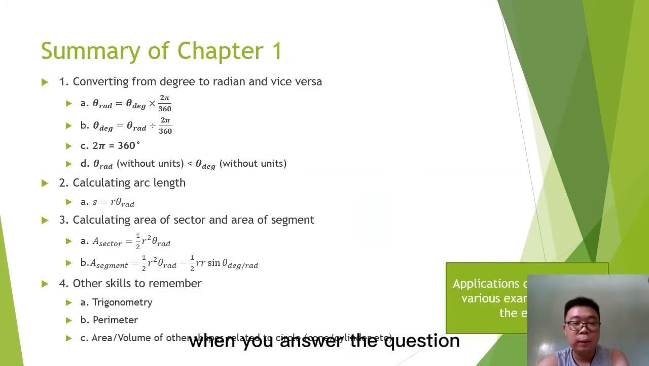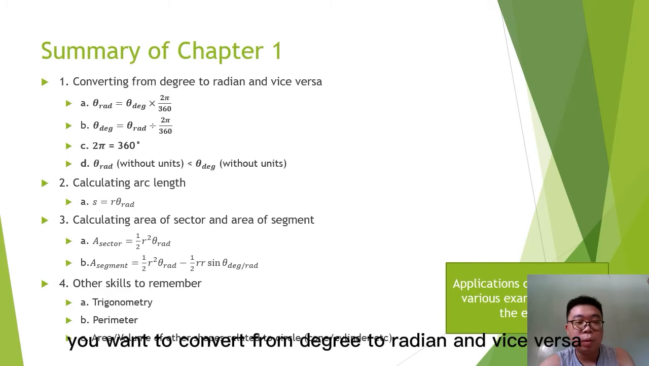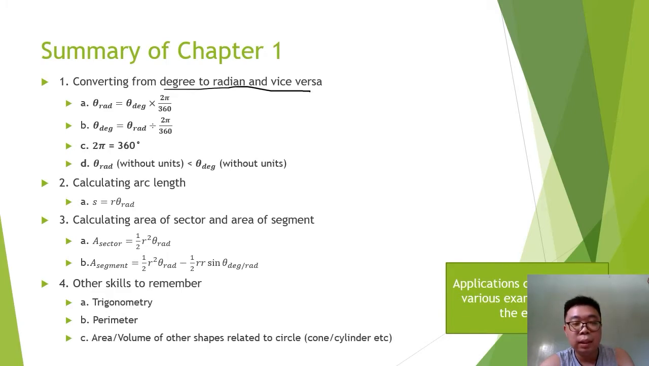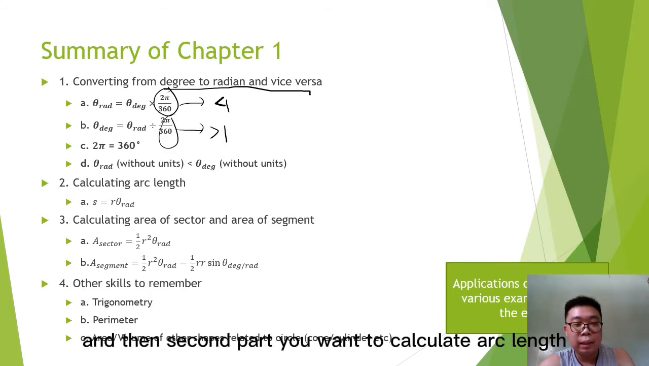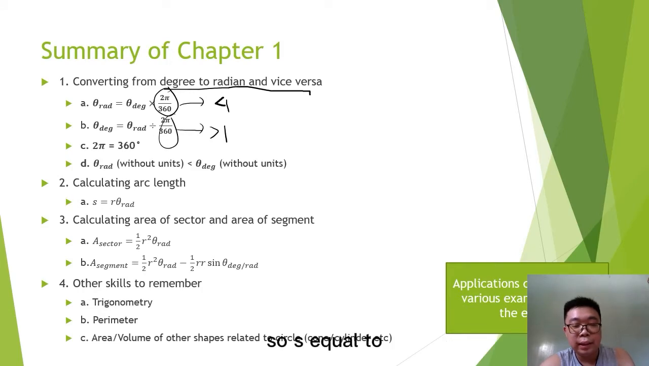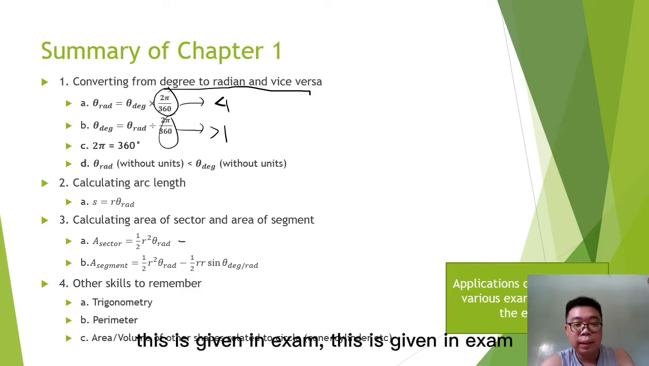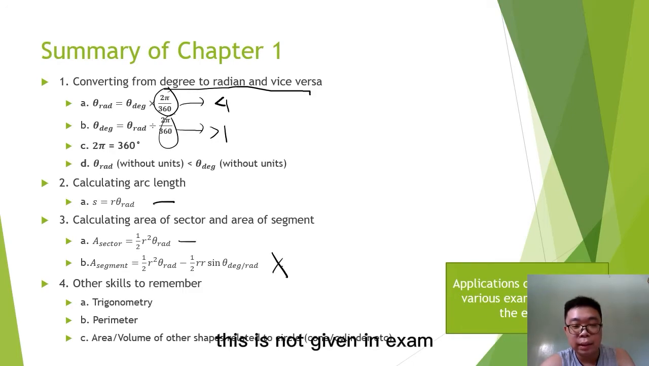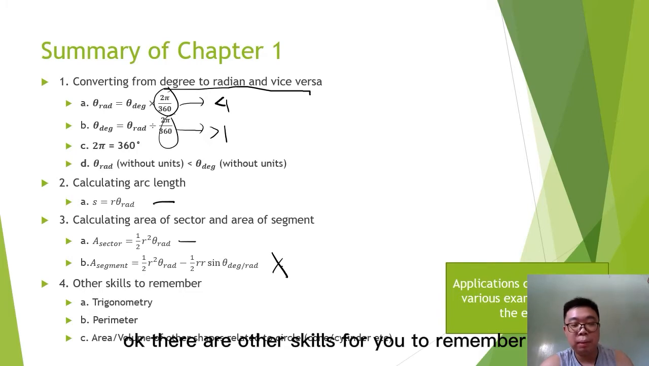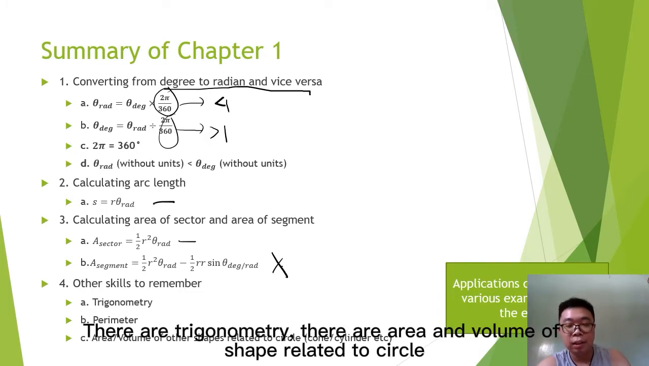Okay, there is a summary of chapter 1. We will summarize this whole chapter. In chapter 1, we want to convert from degree to radian and vice versa. Remember, theta radian equals theta degree times 2 pi over 360, because this is less than 1. This is bigger than 1. Then the second part, you want to calculate arc length, so S equals r theta radian. Calculate the area of sector, you have these two formulas. This is given in exam. This is given in exam. This is not given in exam. And there are other skills for you to remember: trigonometry, perimeter, area and volume of shapes related to circle, like your cone and cylinder.